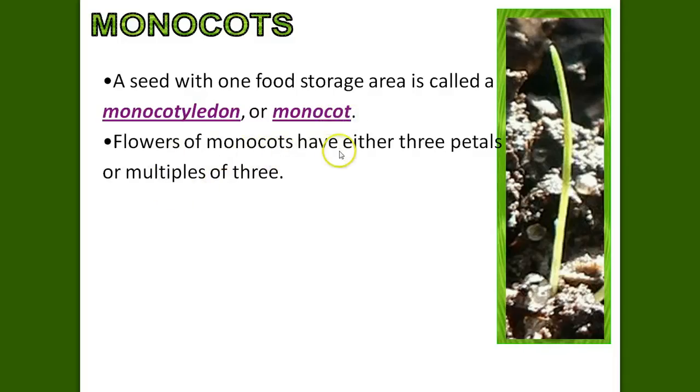Flowers of monocots have either 3 petals or multiples of 3. So any flower you see that has 3 petals would be a monocot flower.